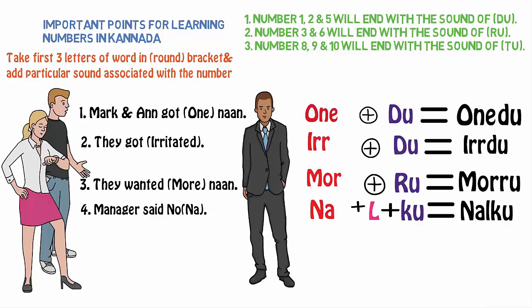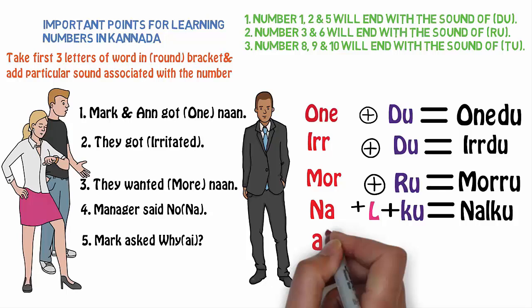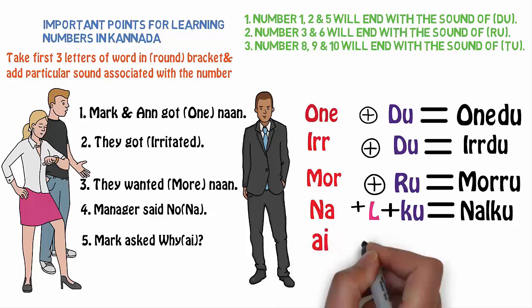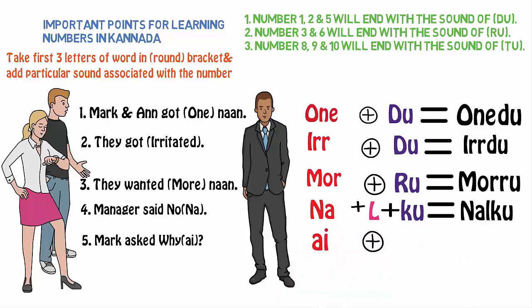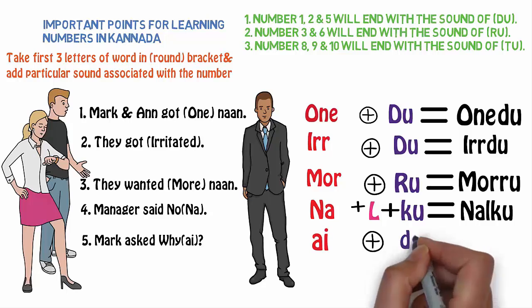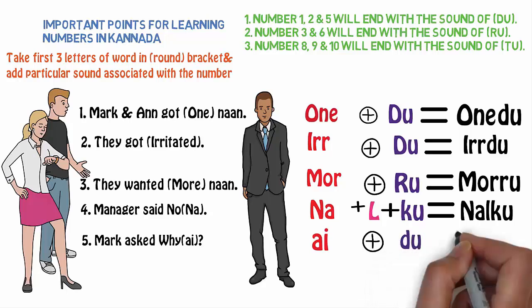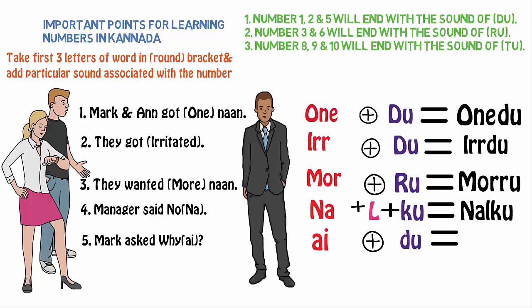Being said no by the manager, Mark asked why. The keyword we have over here is "I", A-I. I has been derived from Y, but W has been kept silent, so we have got I. Now if you remember exceptions 5 and 10, we are supposed to use only 2 letters. So we have a keyword AI and then we'll add the kind of sound which is associated with 5, which is again DU, and if we combine both it will be AIDU, which is number 5 in Kannada.